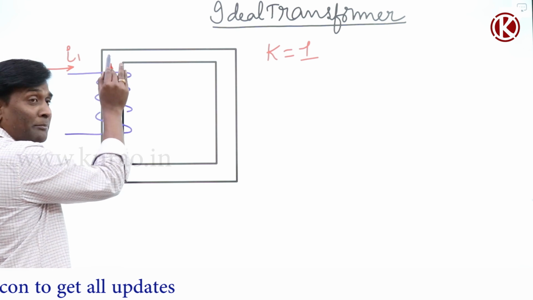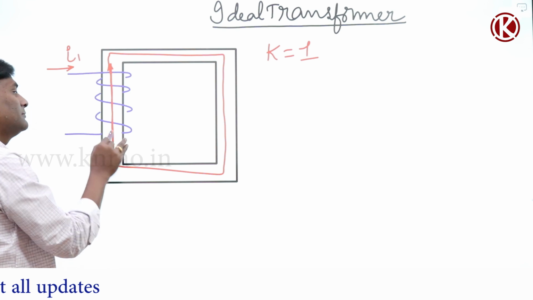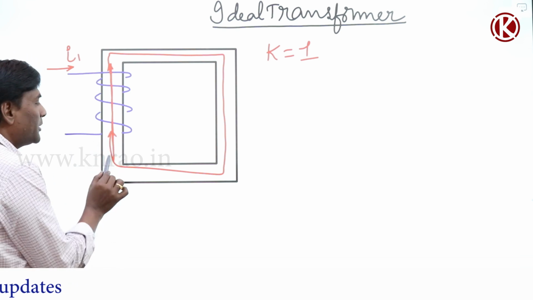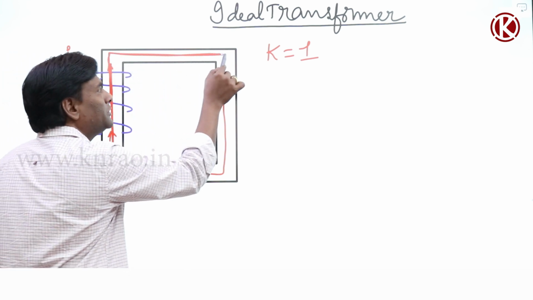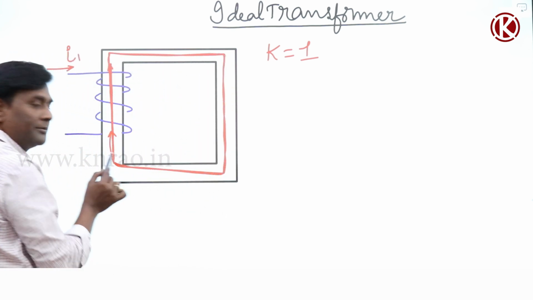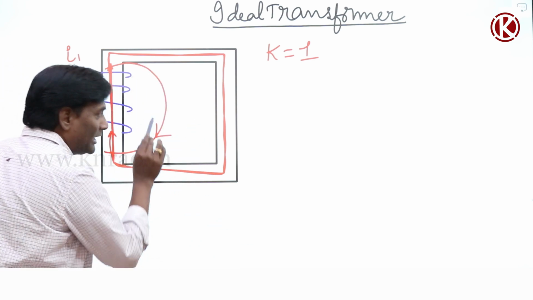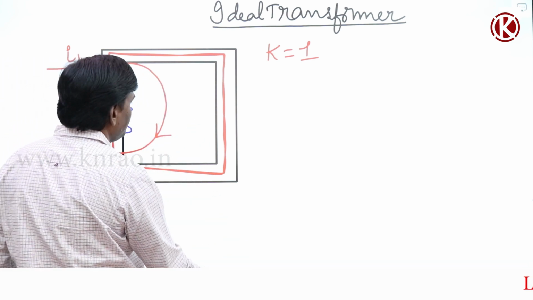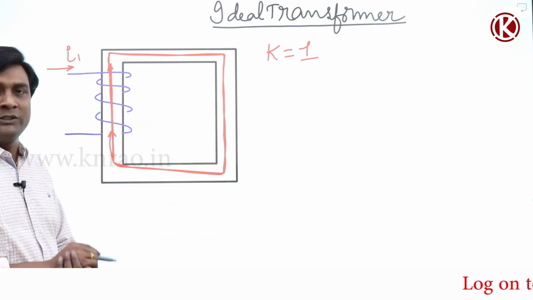That flux, basically the magnetic field, is a curly field, so it will form closed paths. I'm saying that whatever flux is created by this coil, the complete flux without any leakage will travel through this. So there will be nothing leaking out of this flux. The complete flux is going to travel through the complete core.